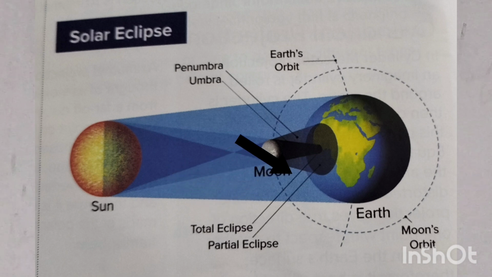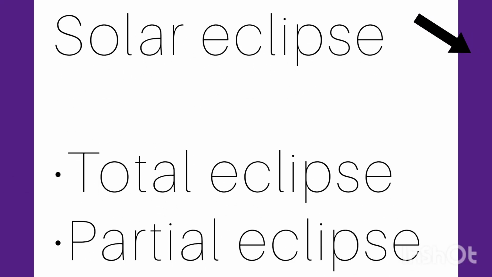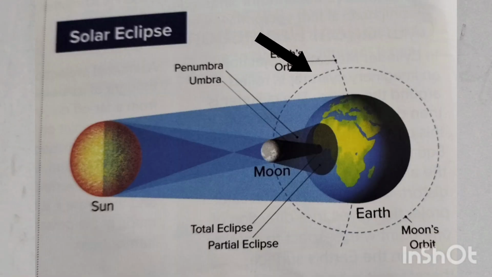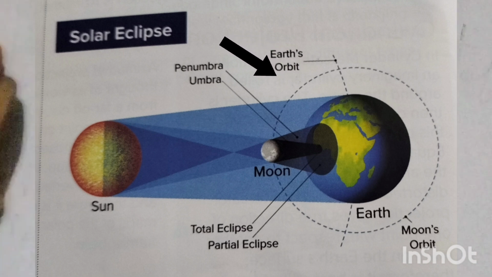This thing you must keep in mind. I have just forgotten to say this. Now please concentrate on the board. The solar eclipse is divided into two main parts. The first part is total solar eclipse. The second part is partial solar eclipse. So these two are the parts of the solar eclipse.